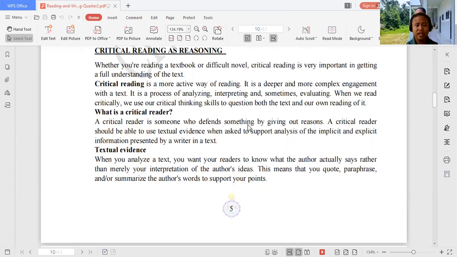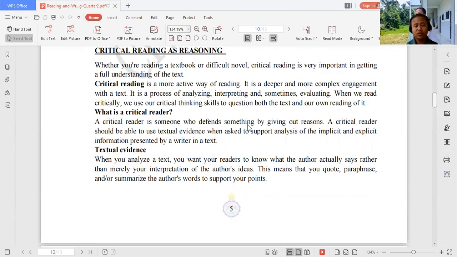When you analyze a text, you want your readers to know what the author actually says, rather than merely your interpretation of the author's ideas. So that's textual evidence. This means that you quote, paraphrase, and/or summarize the author's words to support your points.